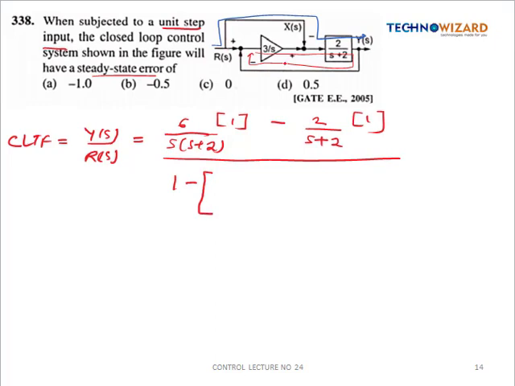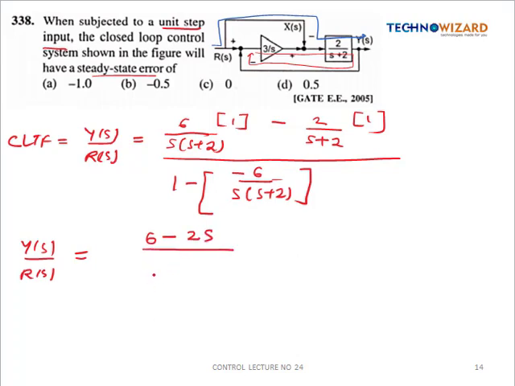So here only one loop is present whose gain is minus 6 by s into s plus 2. So this is our closed loop transfer function. So let us simplify this. So y of s by r of s, if we simplify, we are getting 6 minus 2s by s square plus 2s plus 6.